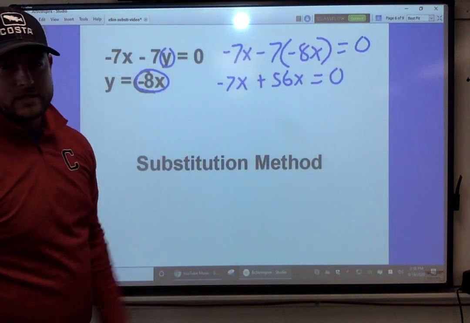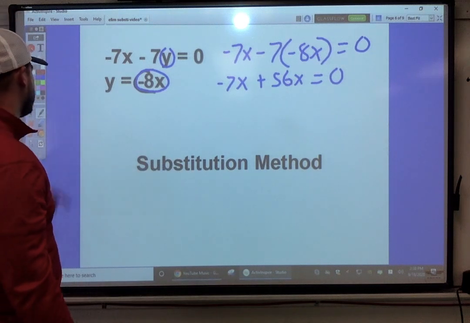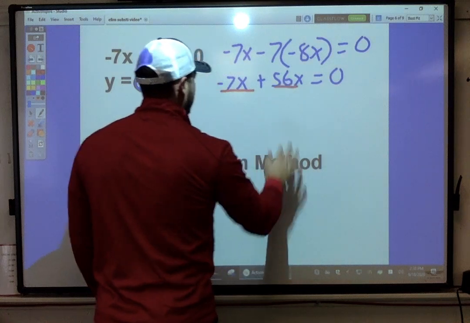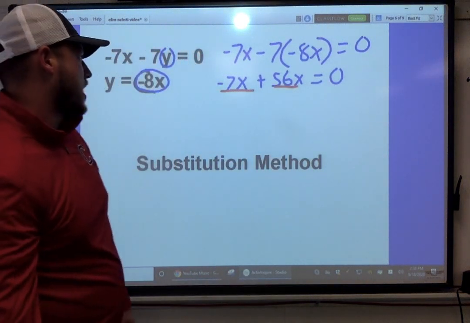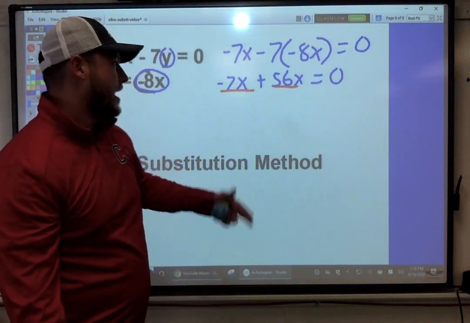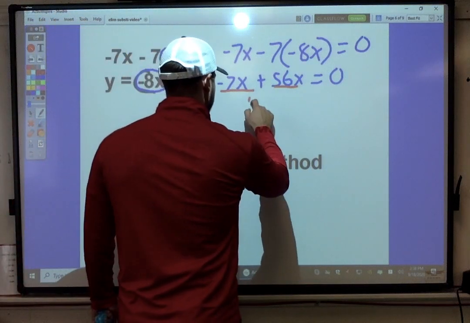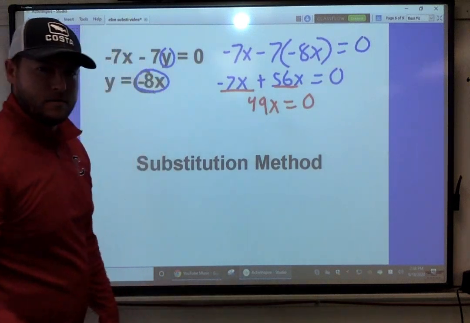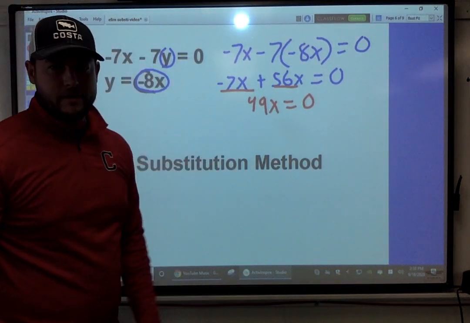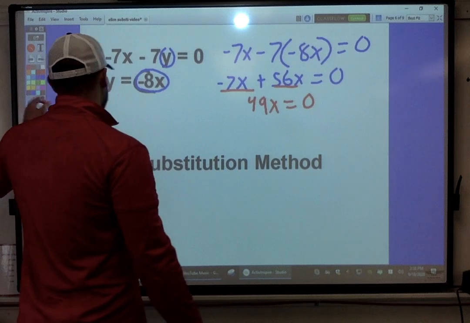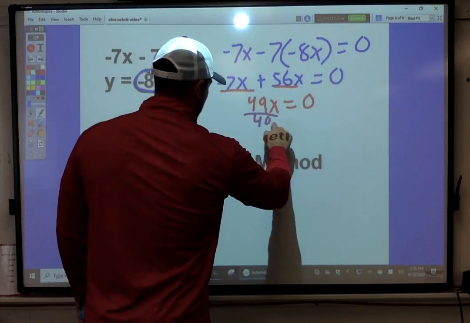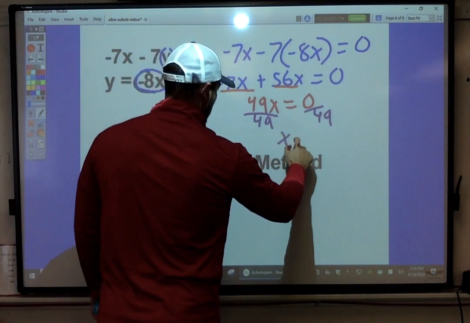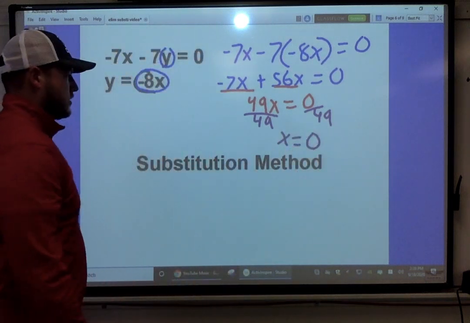Now, what can I do on this left side? Hopefully somebody noticed, I've got like terms that I can combine. So a positive 56x and a negative 7x, we can rewrite that as 49x, and it's equal to 0. Don't freak out because you got a big number, because we're going to divide by 49 to get x by itself. So we now know that x is equal to 0.